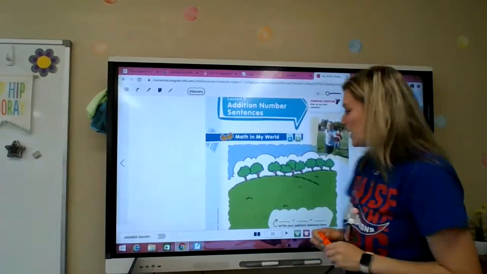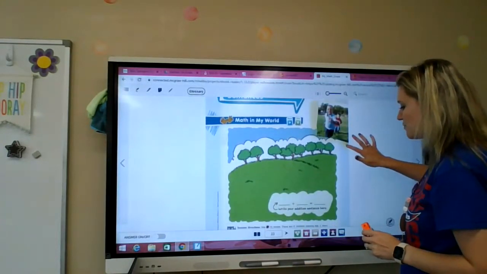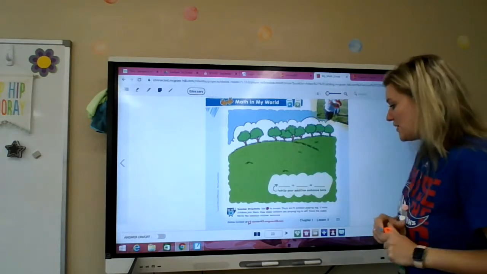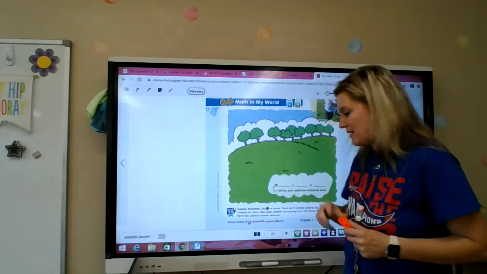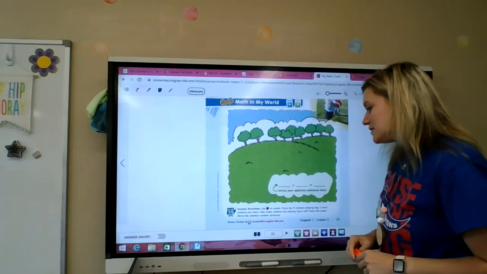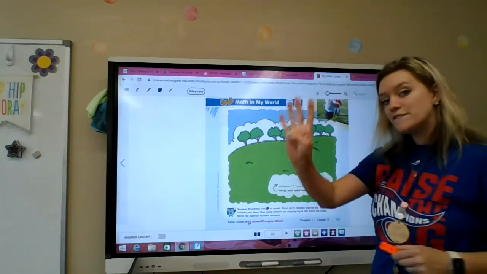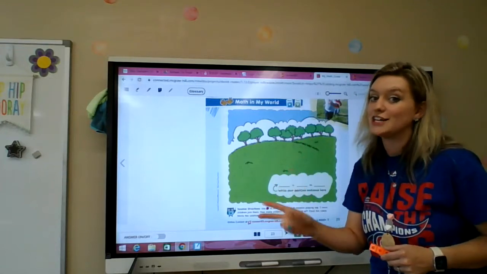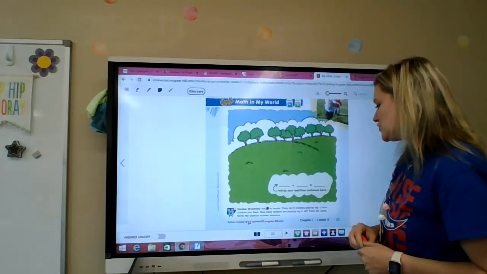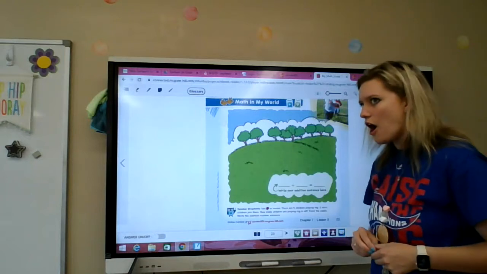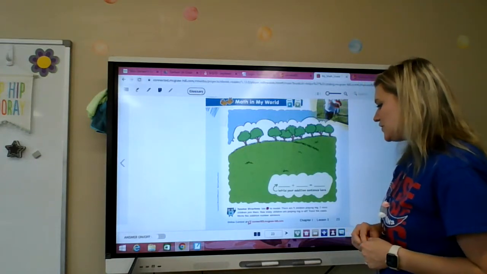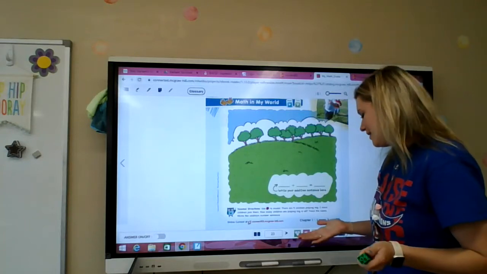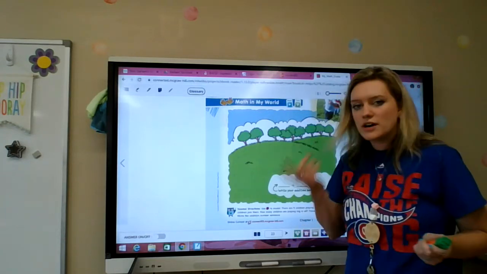Okay, you guys. So here we are. We're on this page right here. I'm going to read the teacher directions that are down at the bottom, okay? So try to follow along with me. Use blocks to model. There are 4 children playing tag. 2 more children join them. How many children are playing tag in all? Trace your cubes, write the addition number sentence. Well, I heard the word in all.